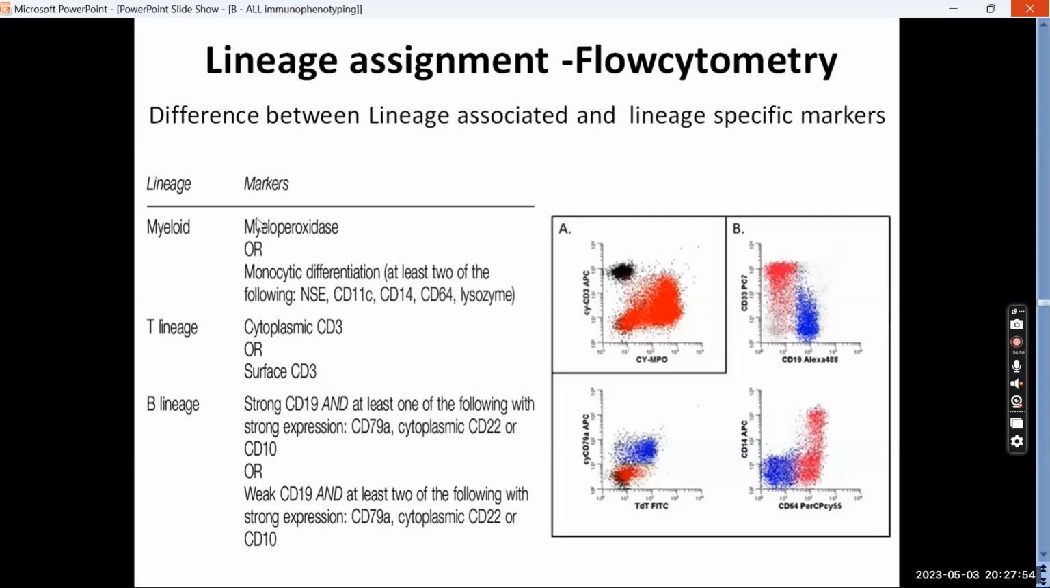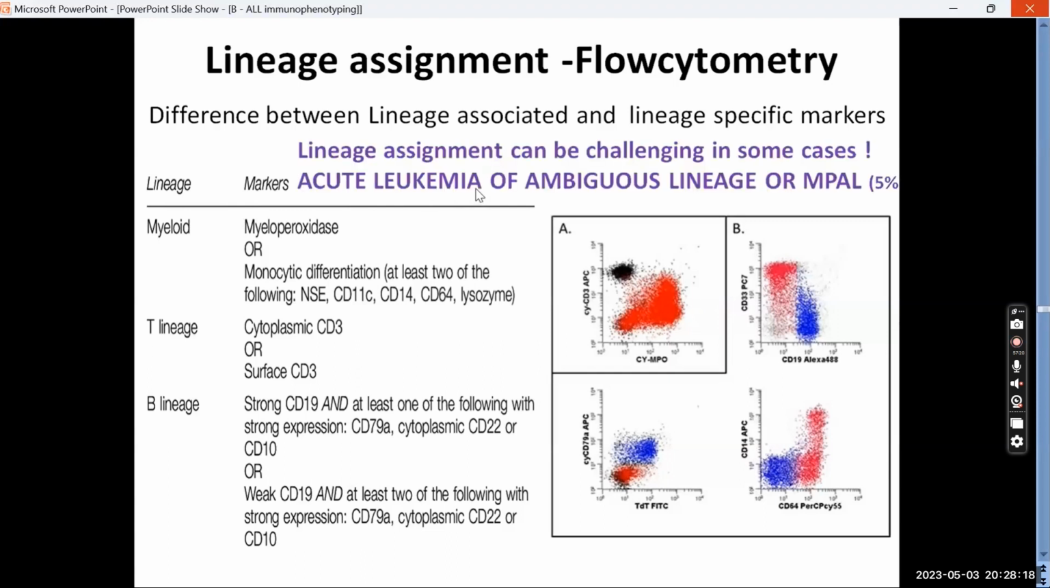Okay, now that's the difference I said to you. These are lineage specific markers, especially myeloperoxidase, cytoplasmic CD3 or CD3, and CD19. Strong CD19, I tell you, because CD19 can be aberrantly expressed in AML also. So CD19 along with other markers. These two markers are very specific: MPO for myeloid, cytoplasmic CD3 for T cells. Okay, so that's the difference between lineage associated and lineage specific markers. In some acute leukemias, lineage assignment may be very challenging, especially in mixed phenotype acute leukemias. Okay, I'll show you some cases during our analysis.